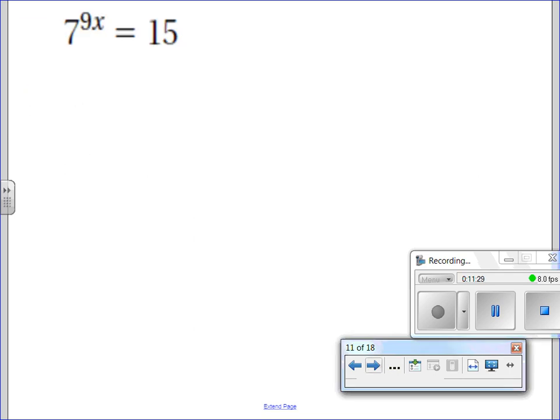All right. This one's getting a little bit harder with the 9x in the exponent, but we're going to use the same overall strategies. Leave that big space when you write the math problem down. 2.32.